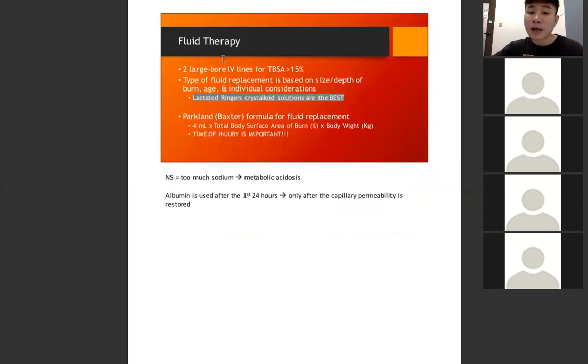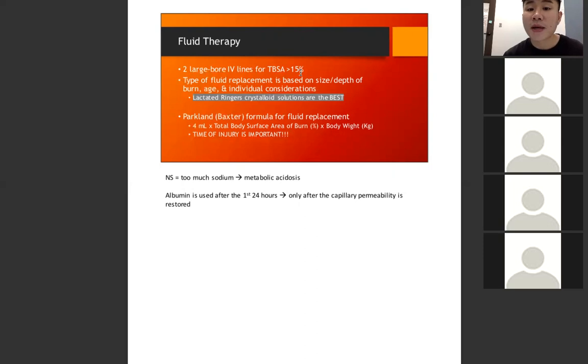Fluid therapy, again, we touch on it a little bit because it's very important. Two large bore IV lines for a TBSA of more than 15%. For example, if the patient has circumferential burns on both arms, it's already 18%. If they have a circumferential right leg burn, it's already 18% because the anterior leg is 9% and the posterior leg is 9%. So it's already more than the TBSA of 15%. So if it's more than 15%, two large bore IVs.